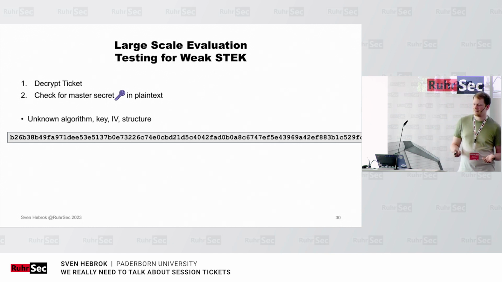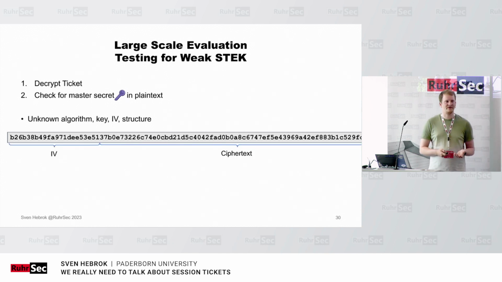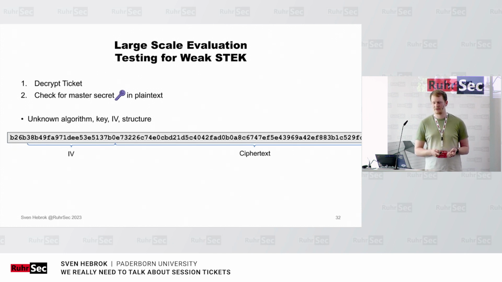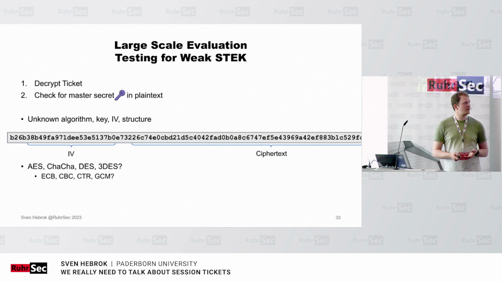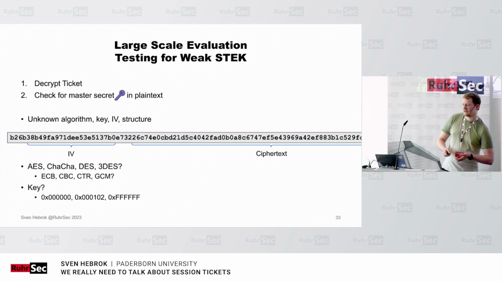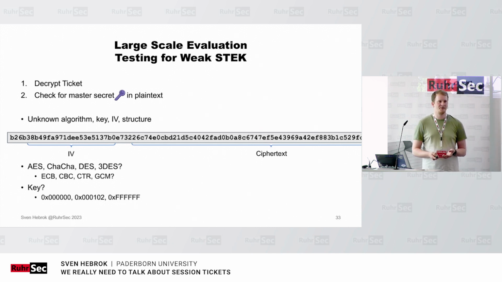We guess. We guess maybe the IV is in the front, and after that there is immediately the ciphertext, or one byte to the right, or another byte to the right, or maybe there's a length field in between, so we have to do some guessing. Similarly, we also don't know which algorithm is used. It could be AES in some different mode, it could be ChaCha, it could be DES, it could be triple DES. And we still also don't know which key to check. So all of this sounds like a lot of combinations which we want to brute force.